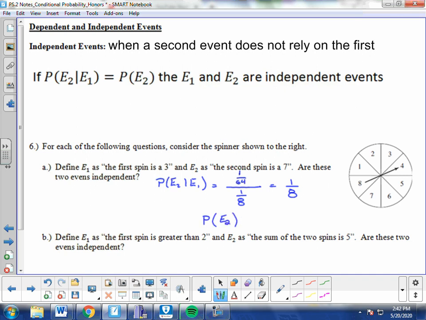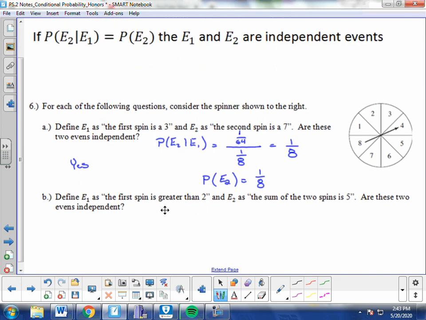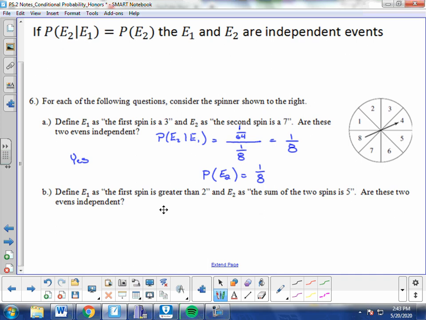Probability of event 2 in itself, what's the probability that we would spin a 7 just by itself? It would be a 1 in 8 chance. So we can see that the probability of event 2 given event 1 is the same as the probability of event 2. So these two events are independent. So this is the mathematical approach to it. Go ahead and see if you can pause the video at this point, answer question B, but then also support that with some mathematical evidence.